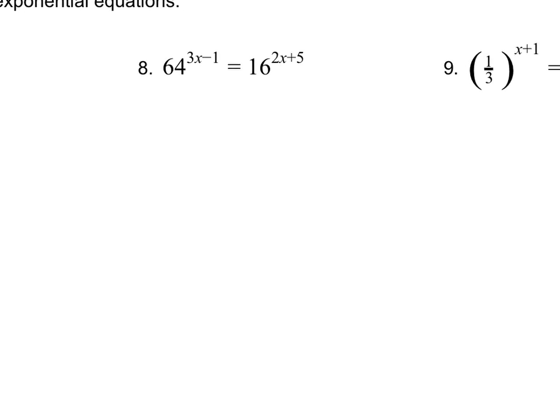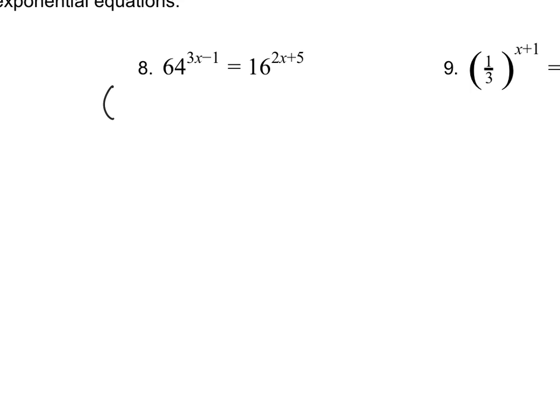Number 8, we have 64 to the 3x minus 1 equals 16 to the 2x plus 5. Your first step should always be to try to figure out if you can make the bigger number the same base as the smaller number. So is there a way to rewrite 64 as 16 raised to a power? And there is not, because 16 squared is 256. But there are two different bases we can make them the same. I can either rewrite them both with a base of 2, or I can rewrite them both with a base of 4. And I'm going to go with 4 because that has smaller exponents.